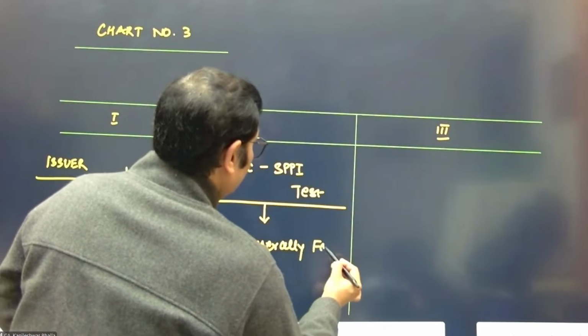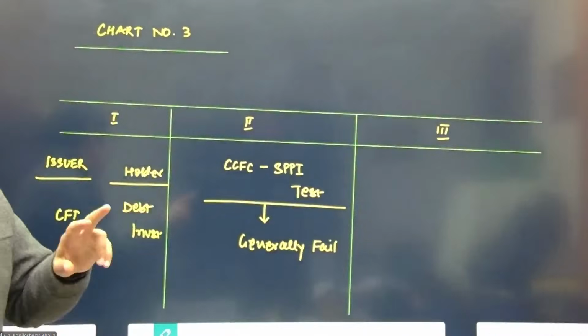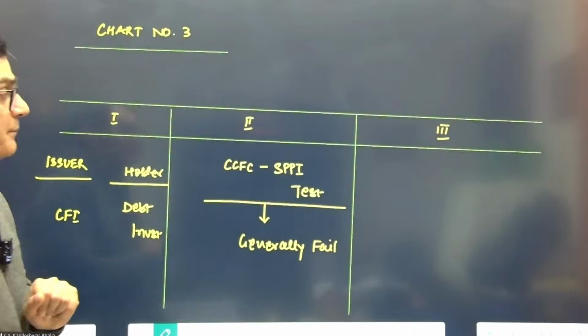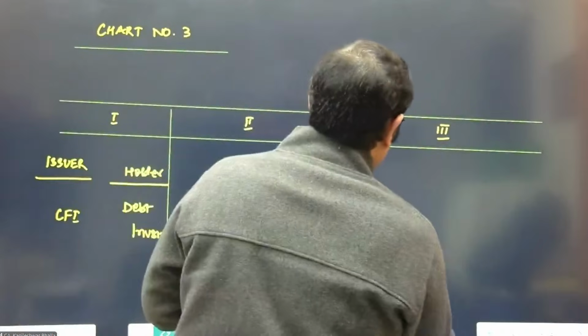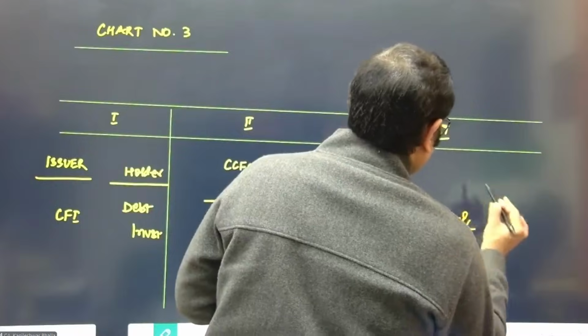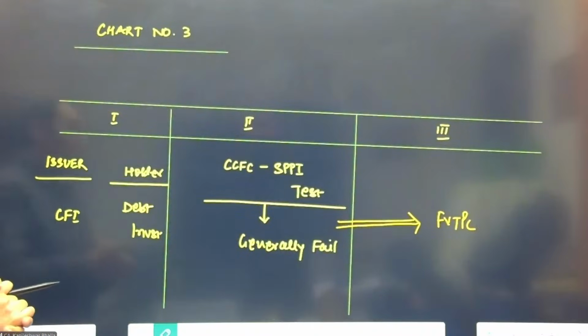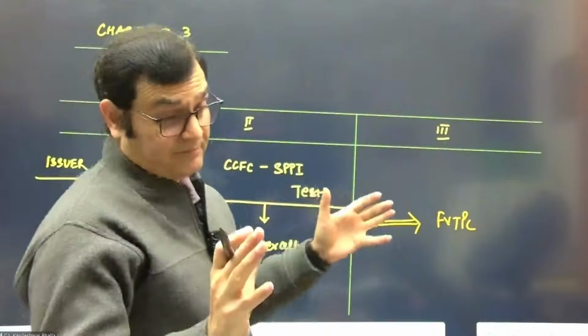And if it is going to fail, are you going to apply step number 3 or are we going to directly conclude that it is FVTPL? That's rightly said. So there is no need for step number 3. You would directly say that it is risky and it is going to be taken at FVTPL. Okay, I think now we've connected the dots.